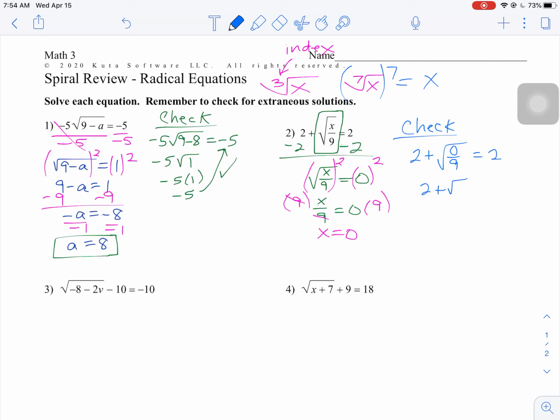So 0 divided by 9 is 0. The square root of 0 is 0. 2 plus 0 is 2. So yes, 2 does equal 2, meaning x equals 0 is an answer to our radical equation.